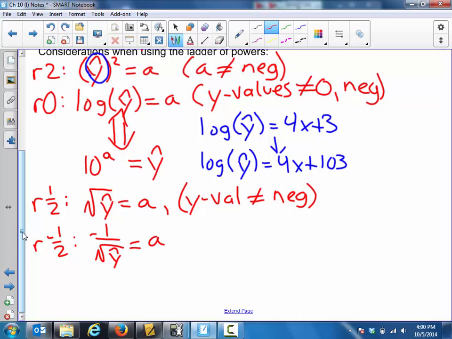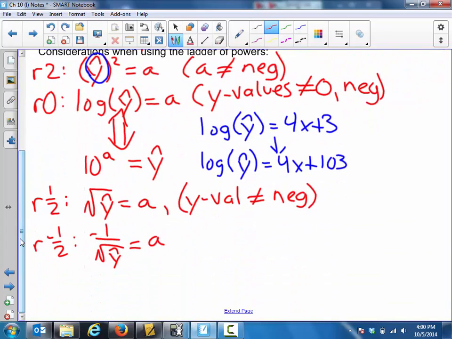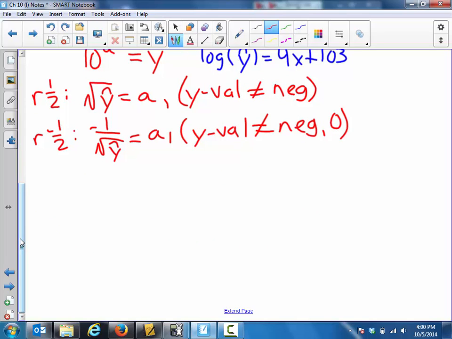Rung -1/2, similar to that, that is -1 over the square root of y hat equal to some constant. If you've plugged in your x and you get a on the other side, there too, your y values can't be equal to a negative, but additionally they can't be equal to 0. You can't take a 0 in the denominator. You're going to get an undefined answer. 1 over 0 gives you nothing that we can make sense of in math.